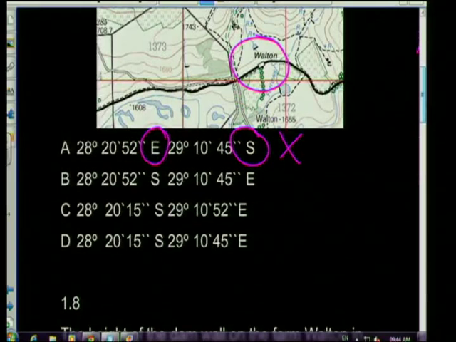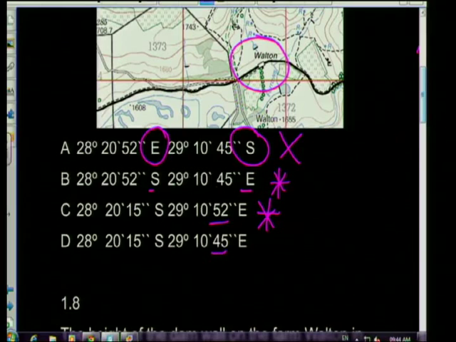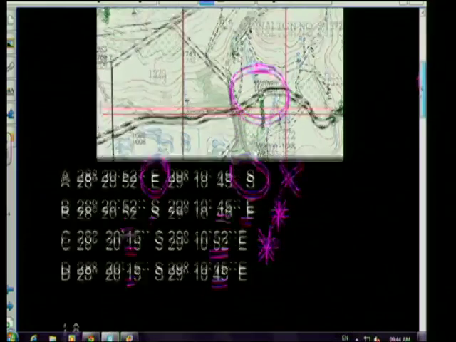28 degrees, 20 minutes, 52 seconds south, and 29 degrees, 10 minutes, 45 seconds east. This could be a possibility. Let's look at the next option. 28 degrees, 20 minutes, 15 south. This could also be a possible option. And the next one, 28 degrees, 20 minutes, 15 seconds south, 29 degrees, 45. So if you look at it, the differences are in the seconds. How can we quickly determine what is the difference in seconds?